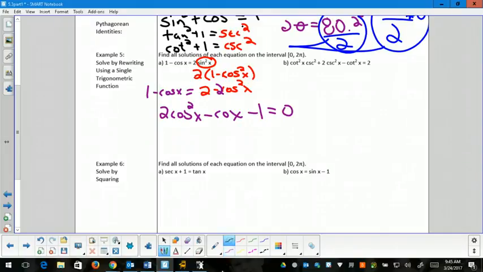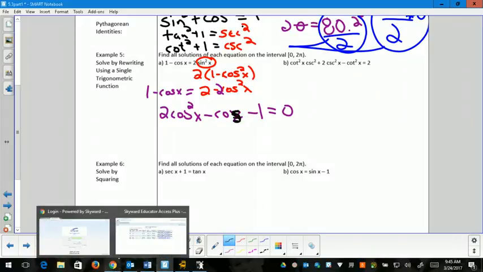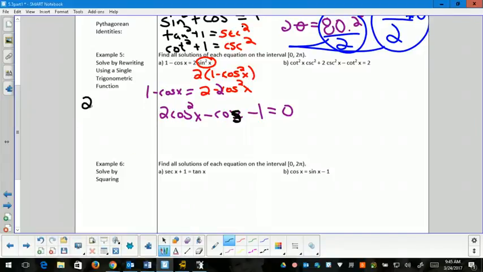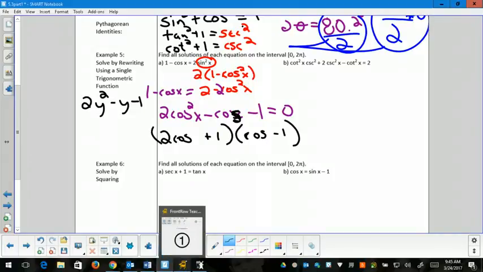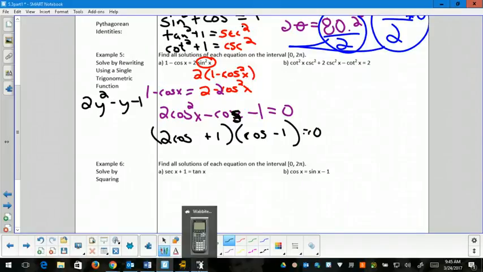Cosine. So now I can factor this, and if you don't like cosine, you can replace cosine x with a variable. You can treat this as 2y squared minus y minus 1, and then once you have it factored out, put it back in terms of cosine. This is going to be 2 cosine, cosine, and I'm going to have plus 1 and minus 1 for them to multiply out to have the middle add up to -1. So now I have each of these factors equal to 0.